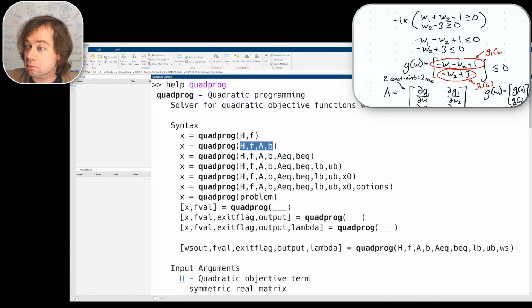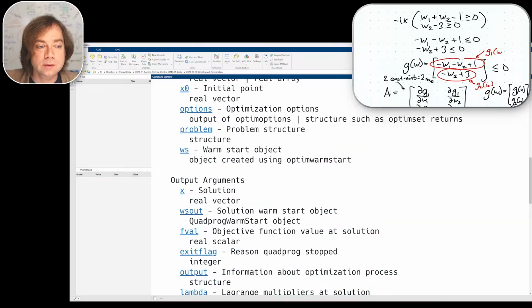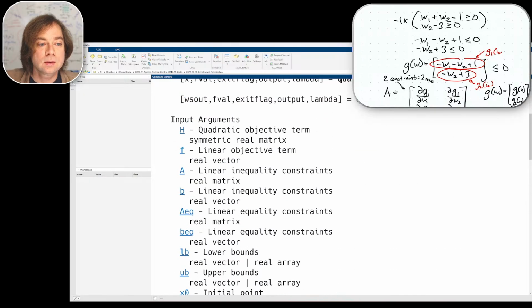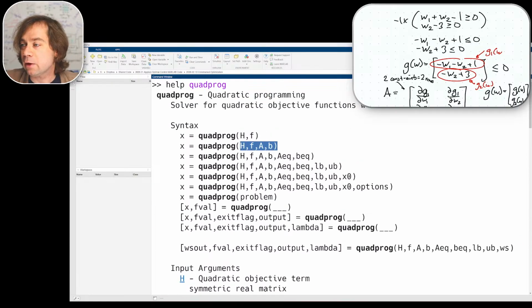Or we can give it constraints, A and B. And you can see where it defines these things. Where is it? Does it say where they are? Here we go. Linear inequality constraints, real matrix, linear inequality constraints, real vector, etc. It's exactly as we said. That's the form we would be using with what we have, okay?